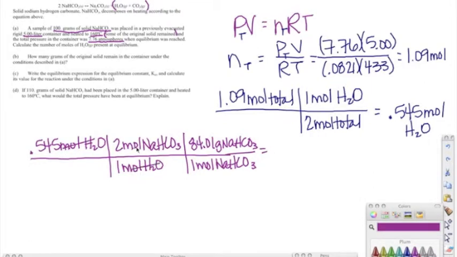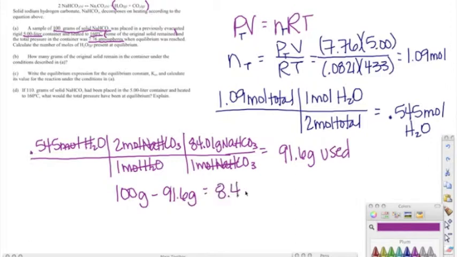Cancel what you can, and mathematically we just end up with 0.545 times 2 times 84.01, and you end up with 91.6 grams of the sodium bicarbonate is what we used. The question asked how many grams of the original solid remain. So to figure that out, we just take the 100 grams that we started with, subtract the 91.6 grams that we used, and that works out to 8.4 grams of NaHCO3 remain.